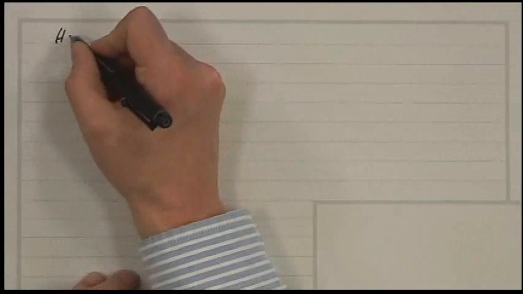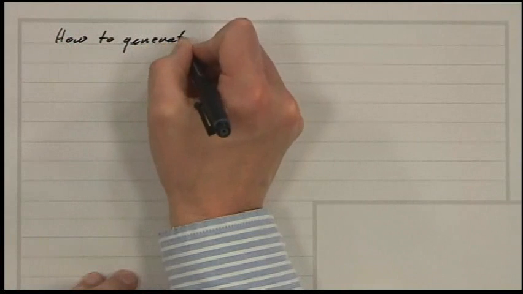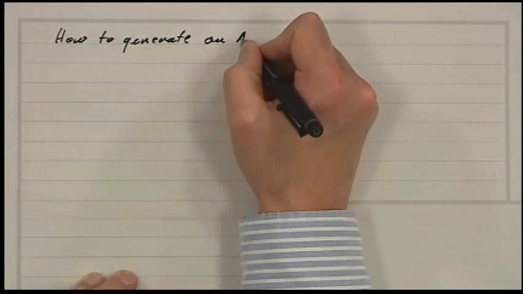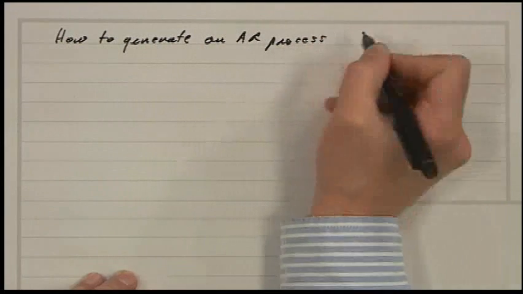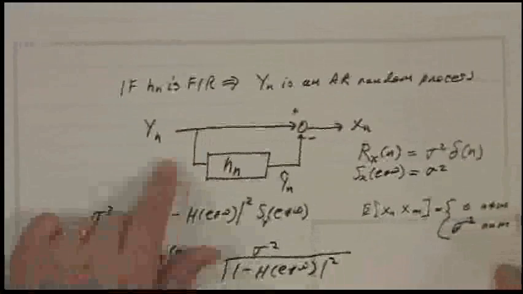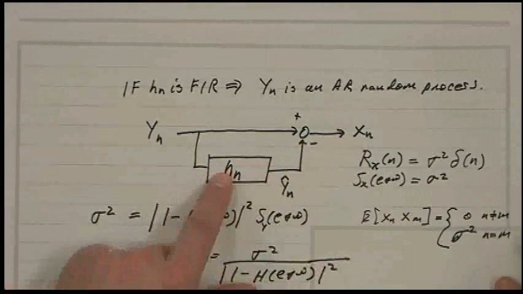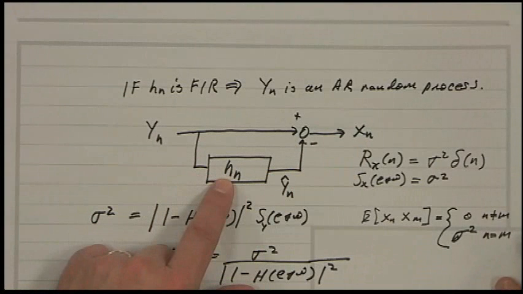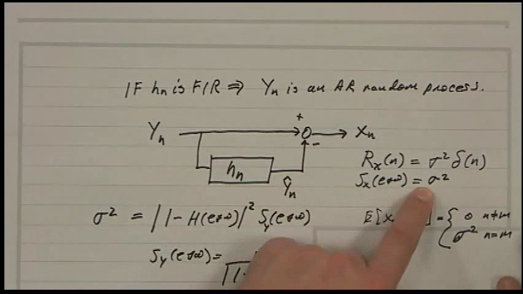Okay, here. So how to generate an AR process? You see, I'll put a question mark here. I haven't told you how to generate it, because here I assumed I had it, and from that I found out what its parameters were. The parameters of the AR process are the H's, the prediction filter, and sigma, the prediction variance.